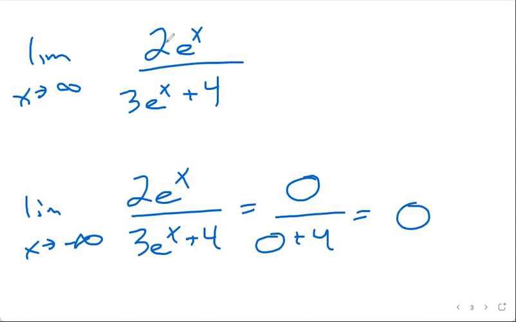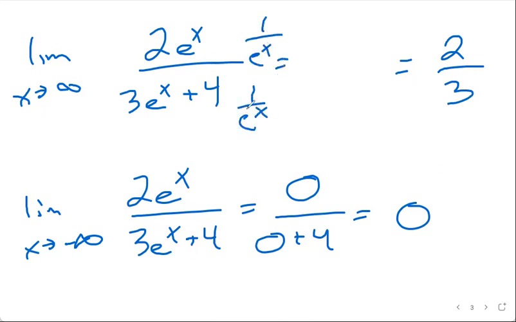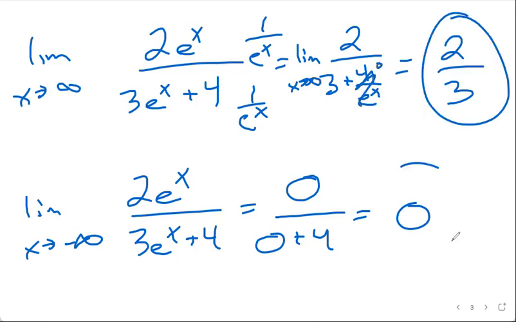The top one, though, is going to be infinity over infinity. It's an indeterminate form. It's very similar to rational functions that are like a polynomial over a polynomial, where the answer is going to be 2/3. But to show your work, you would do 1 over e to the x, 1 over e to the x, and you would get 2 over 3 plus 4 over e to the x.